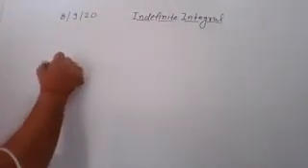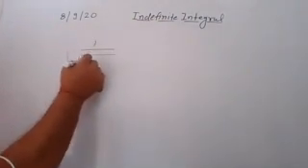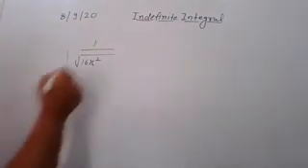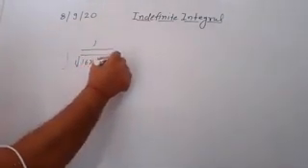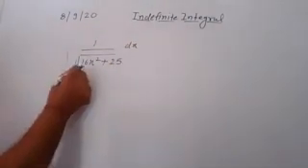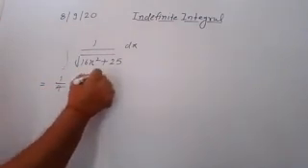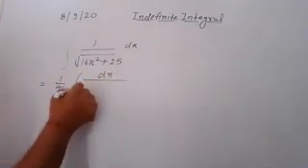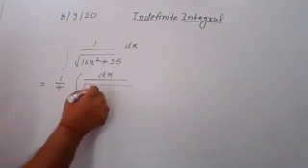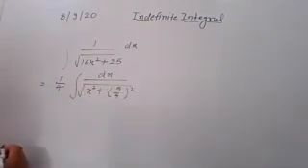Yes, right. Next one, integration of 1 upon under root 16x square plus 25 dx. So again here you take 16 common, so it will be 1 upon 4 dx upon under root x square plus (5 by 4) whole square.